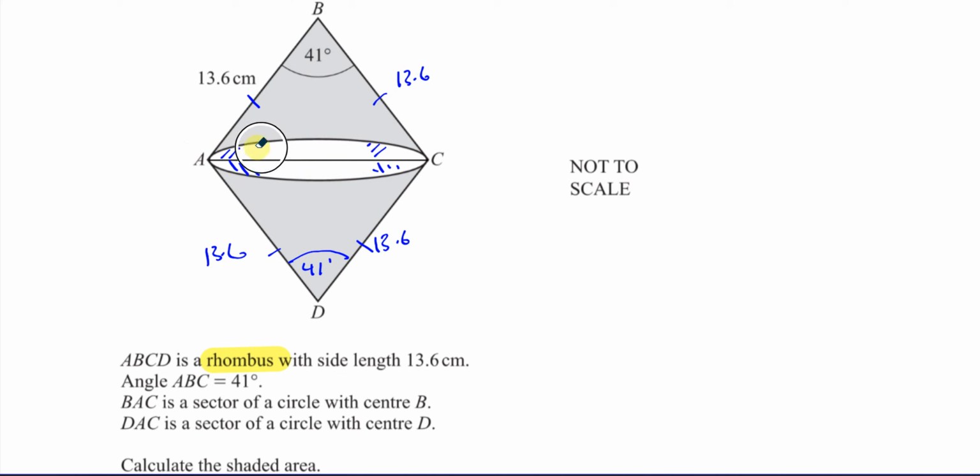So if I can find the segment of the sector, the segment BAC, what I'll do is I'll call this area 1. I'll call this area 2. So I can say area 1 is equal to area 2. They're the same, identical. So if I can find area 1, which is a segment of the circle with center B, segment BAC, that segment there.